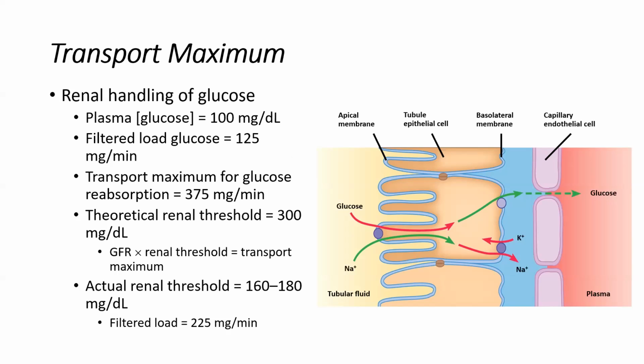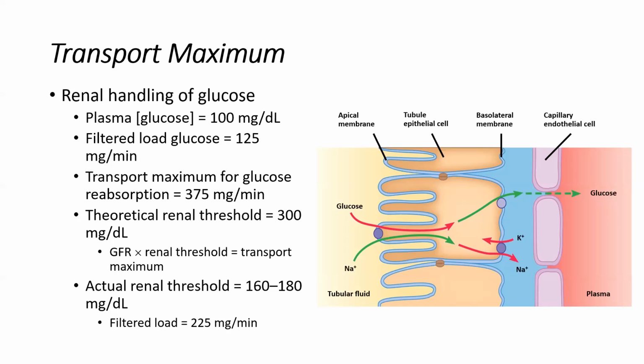This is not what we actually measure in human physiology. This is what physicists and physiologists calculate based upon the number of transporters that are present on the membrane. So theoretically, based upon that transport maximum, we should see glucose spilling into the urine at plasma concentrations of 300 milligrams per deciliter. So that means that if someone has a blood glucose of 300, we should start to see glucose in the urine, theoretically.